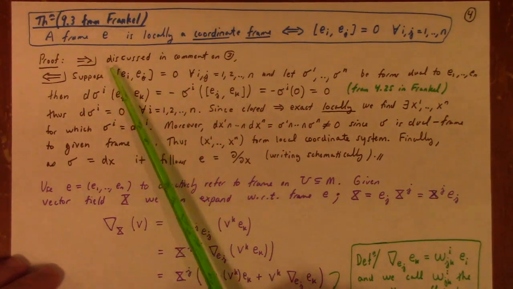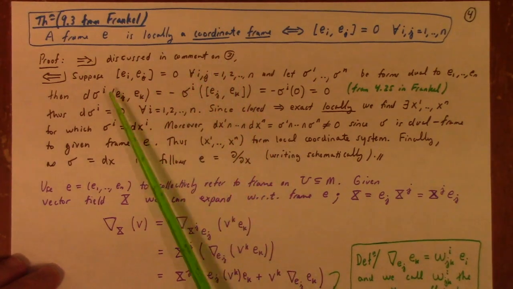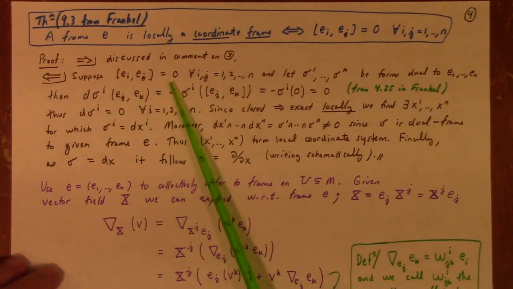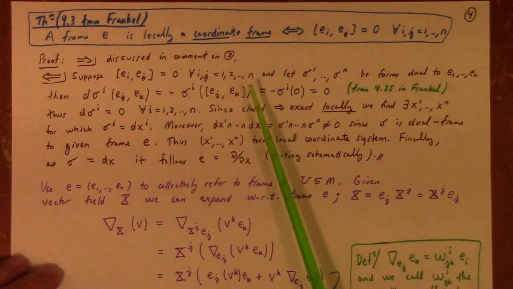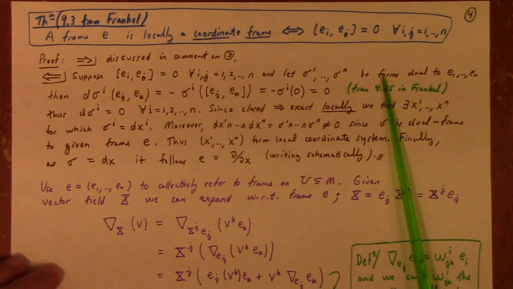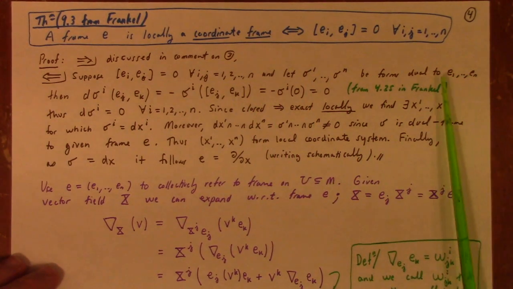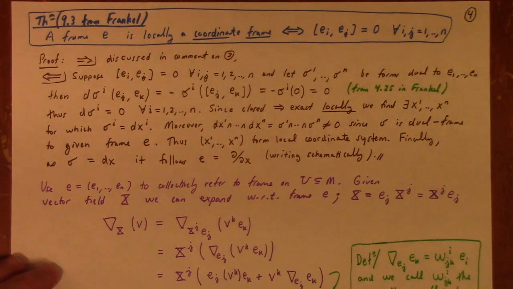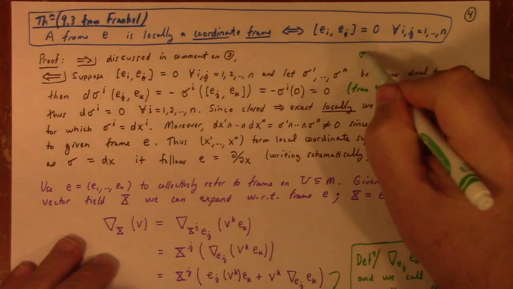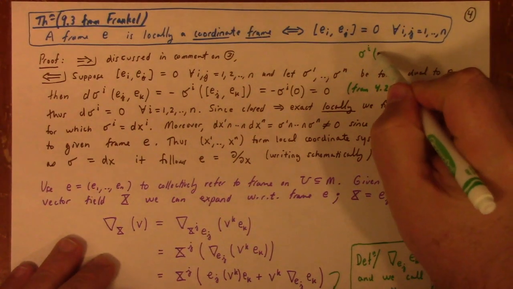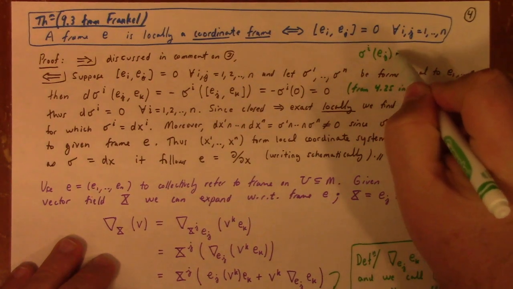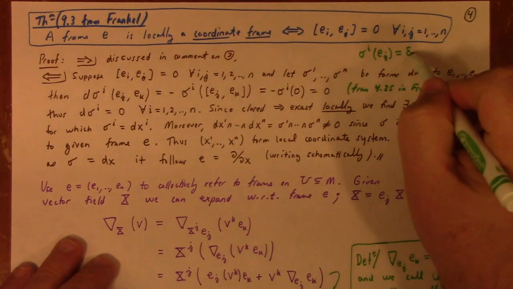The forward implication I just discussed on the last page. Here's the reverse implication. Suppose you have that the brackets are all 0. And then let sigma^1 through sigma^n be the forms which are dual to E_1 through E_n, right? Dual in the sense of, what do I mean by dual? Remember, that just means that sigma^i(E_j) is the Kronecker delta, delta^i_j, right?